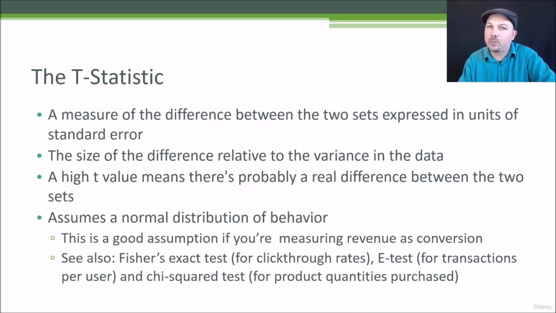Now, this does assume that you have a normal distribution of behavior. And when we're talking about things like the amount people spend on a website, that's usually a decent assumption. There does tend to be a normal distribution of how much people spend. However, there are more refined versions of the t-statistic that you might want to look at for other specific situations. For example, there's something called Fisher's exact test when you're talking about click-through rates, the e-test when you're talking about transactions per user, like how many web pages they see, and the chi-square test, which is often relevant when you're looking at order quantities. So sometimes you'll want to look at all of these statistics for a given experiment and choose the one that actually fits what you're trying to do the best.